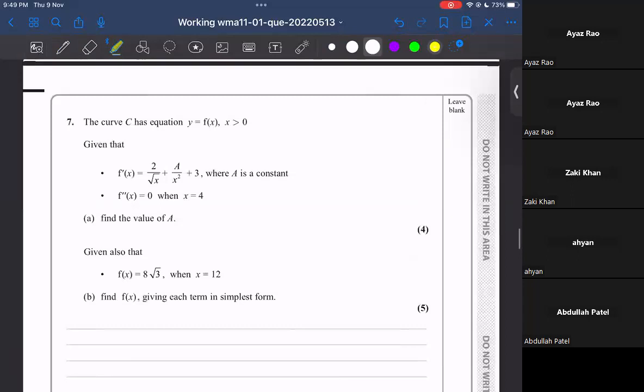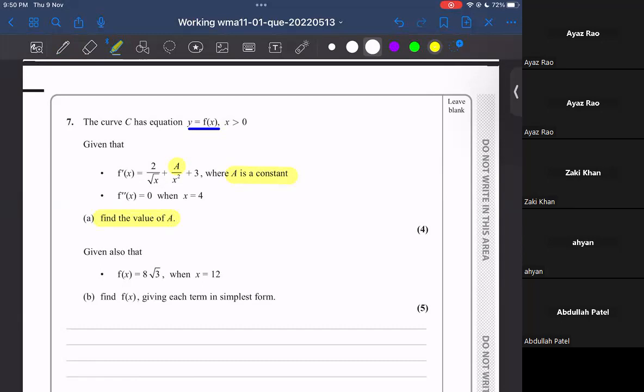ठीक है, नाउ द नेक्स्ट क्वेश्चन, क्वेश्चन नंबर 7, it says we have the equation y equal to f(x). Okay, what is f(x)? We don't know. They are telling you if f dash x, the first derivative, is this one, the second derivative is 0 when x equal to 4, find the value of a. So the first derivative, you can see there's a constant a, they're asking you to find out the value of a. अब एक कांस्टेंट है, इसकी वैल्यू कैसे मालूम करें?